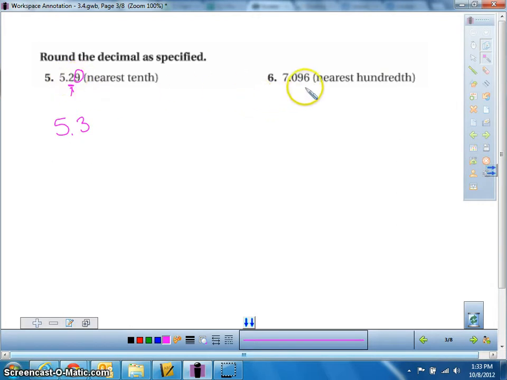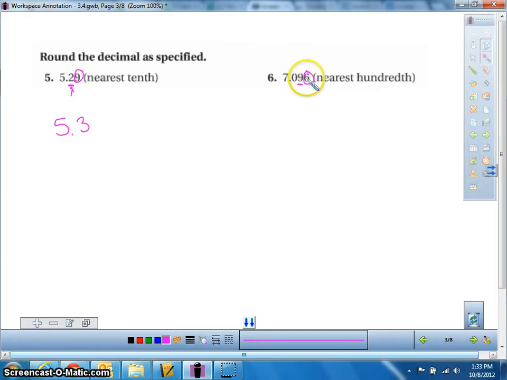So let's try it again over here. We've got 7.096, and we want to round it to the nearest hundredth. Well, we need to find our hundredth place value, and the first one is a tenth. The second one is our hundredths. So I'm going to underline this 9. That means, depending on what this last number is to the right, we're going to circle that one. Depending on what this number is, my 9 is either going to stay the same, it's going to stay a 9, or it's going to increase by 1, which would push this to be a 0, and then this would go up to a 1.